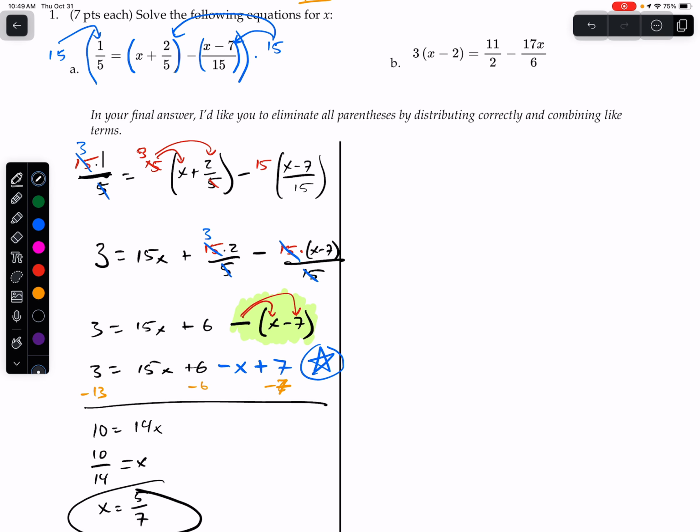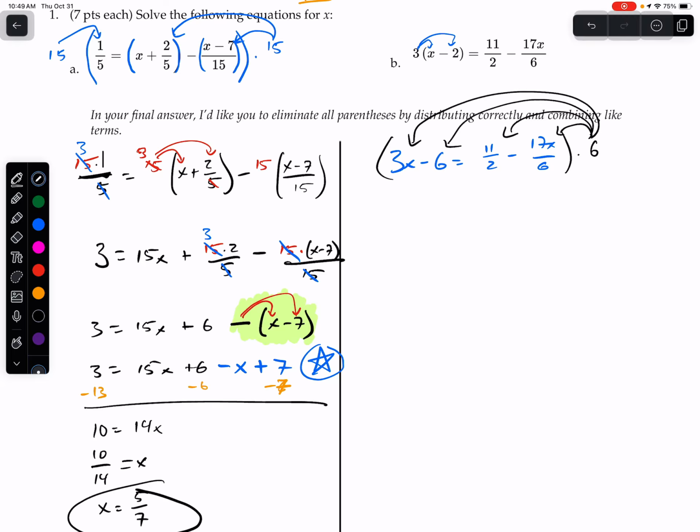This turned out to be a very doable problem. I was so excited by the way people did it. So most people actually did this distribution here first, so we get 3x minus 6 equals 11 over 2 minus 17x over 6. And then most people chose then to multiply the whole thing by the common denominator that was 6. And I loved seeing all of the arrows showing what they're doing.